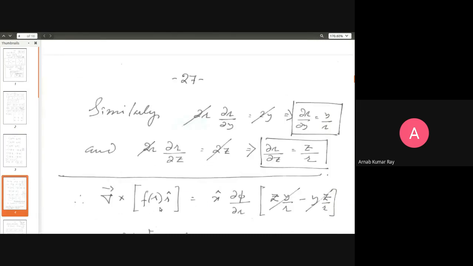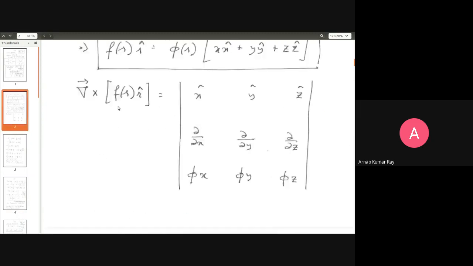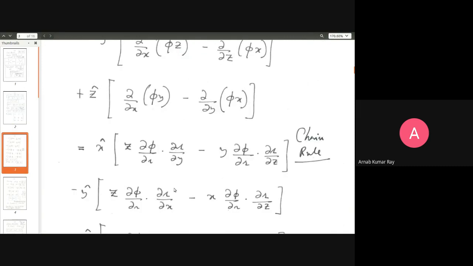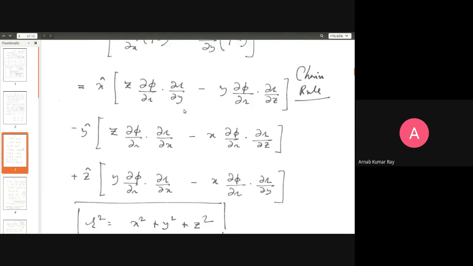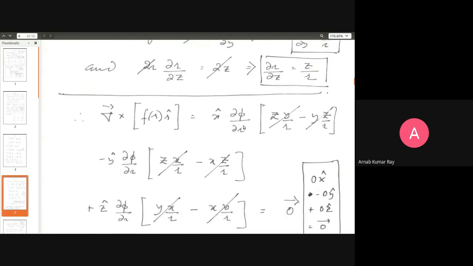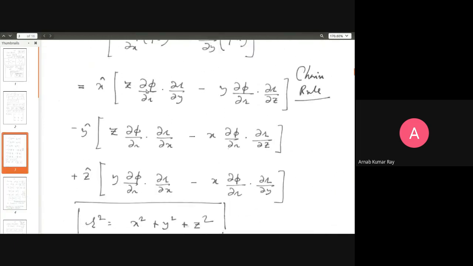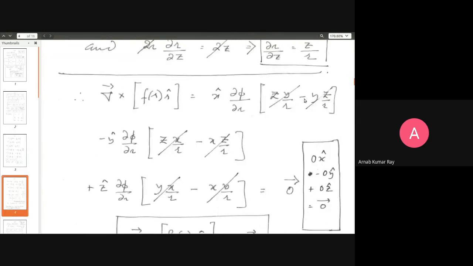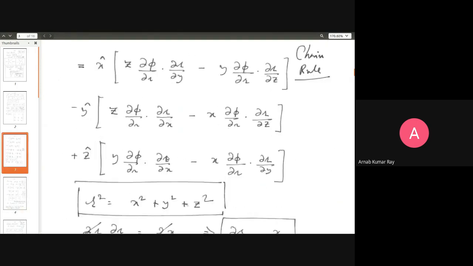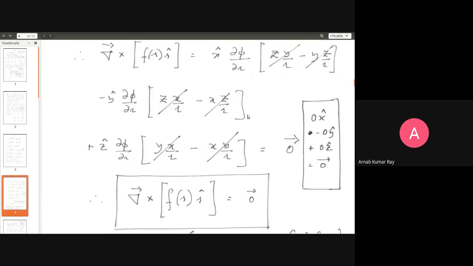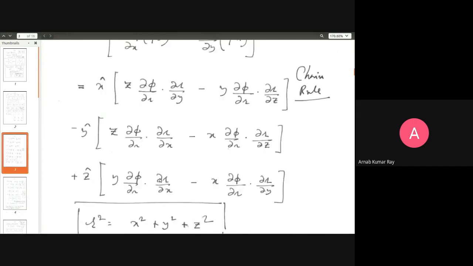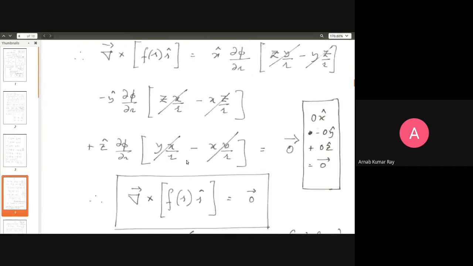So curl of f r, just give me a minute, I shall finish in a minute. Curl of f, this whole thing written like this will now be equal to, del r del y will be y by r, del r del z will be z by r. Del phi del r is a common factor in all the three terms. Therefore, we can pull out the del phi del r out of every single bracket. And here you will have z y by r minus y z by r, and they will cancel. Similarly, in the second term, you will have z x by r minus x z by r. They will also cancel. And in the last term, you will have y x by r minus x y by r. So they will also cancel.